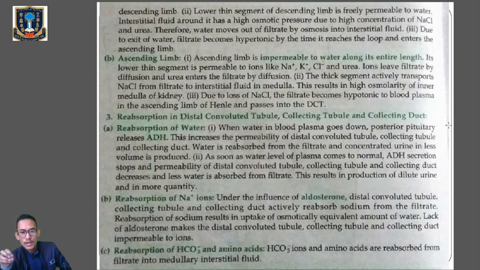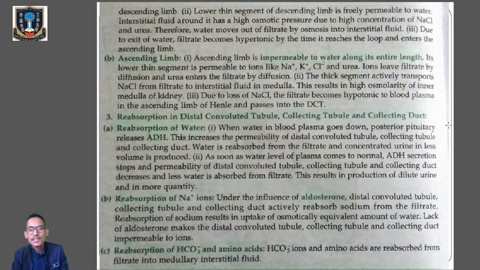Clear over here? What I mean is that in the lower arm of the descending limb we have a higher concentration of sodium chloride and urea, but in the ascending limb, the thin segment actively transports sodium chloride from the filtrate to the interstitial fluid in the medulla. That means here there will be a lower concentration of sodium chloride, and the filtrate becomes hypotonic to blood plasma in the ascending limb of Henle. From the loop of Henle the filtrate will pass to the DCT.